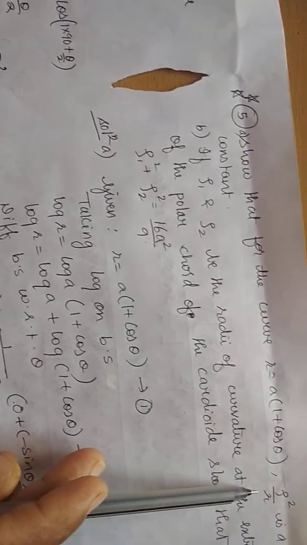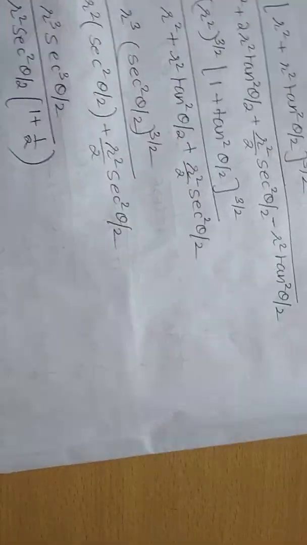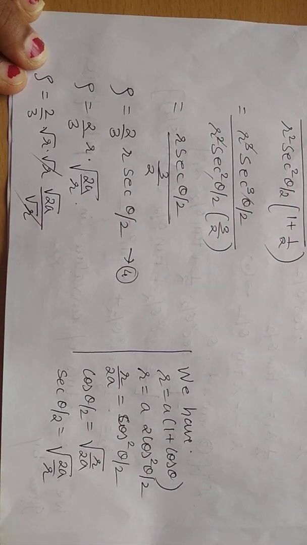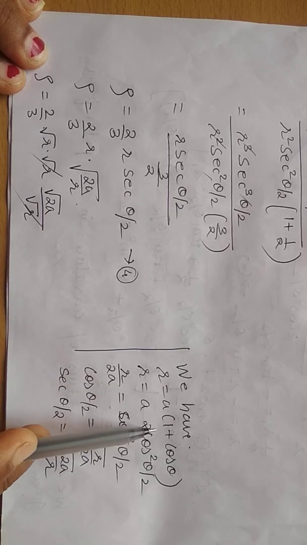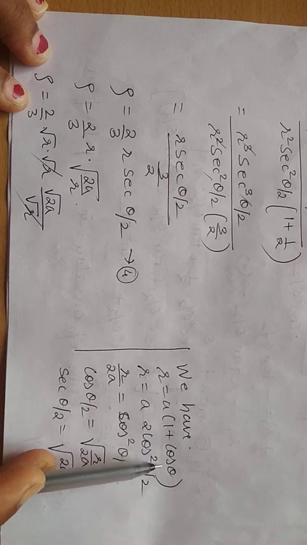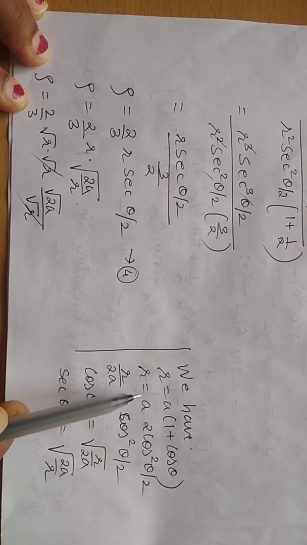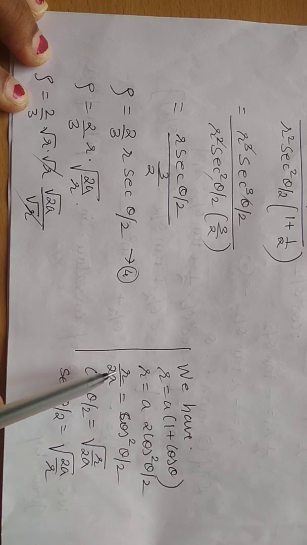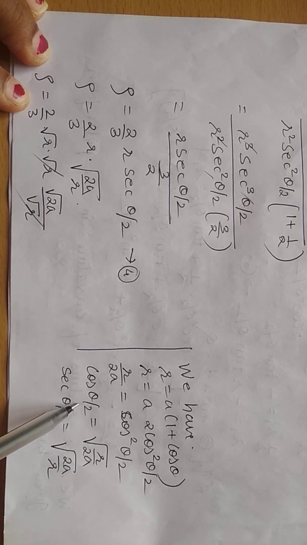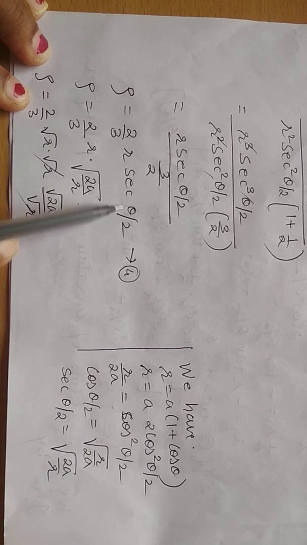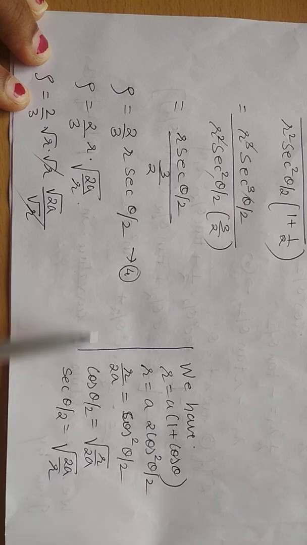Rho square by r is a constant, I have to show. So, I want rho square. To get that, first I have to eliminate sec theta by 2. So, consider the polar curve given, r is equals to a into 1 plus cos theta. What is 1 plus cos theta? 2 cos square theta by 2. So, cos square theta by 2 will be r upon 2a. So, cos theta by 2 will be root of r by 2a. I want to eliminate sec theta by 2, so take its reciprocal and substitute.